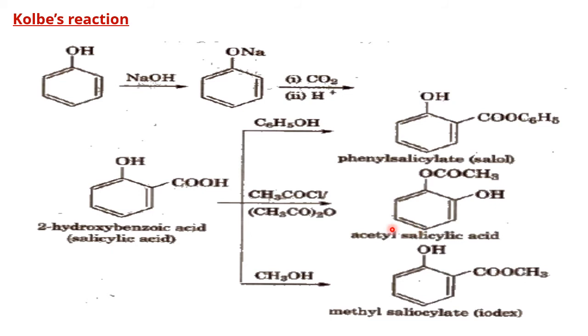Okay, or you can convert the salicylic acid into methyl salicylate. Methyl salicylate also will find application in the medicines. Iodex contains this methyl salicylate, for inflammation whenever you fall, small injuries. So that area will have inflammation, swelling. So that is controlled by methyl salicylate in the form of either ointment or in the form of tablet. So in different forms, this is used as a medicine.